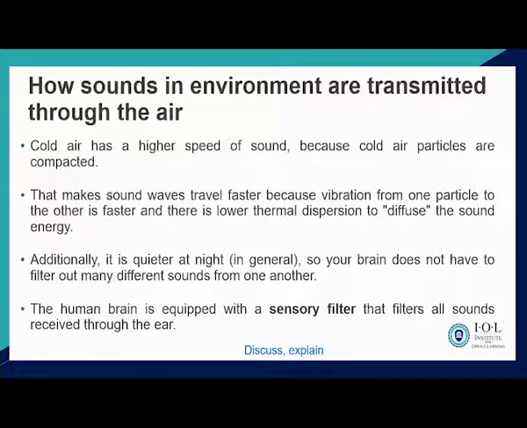So basically, what happens is that when that vibration comes and the particles are quite close to one another, it is much faster than when they are more dispersed from one another. And when it's quite cool, there is less diffusion of the sound energy.